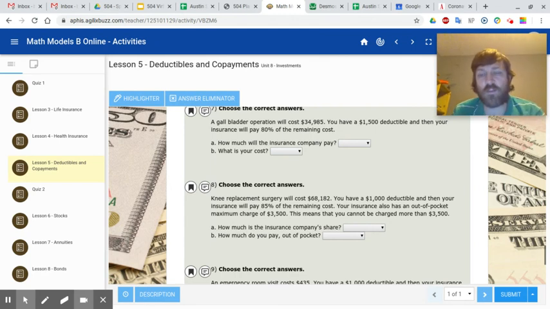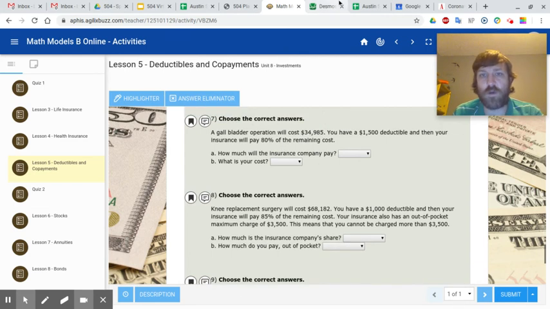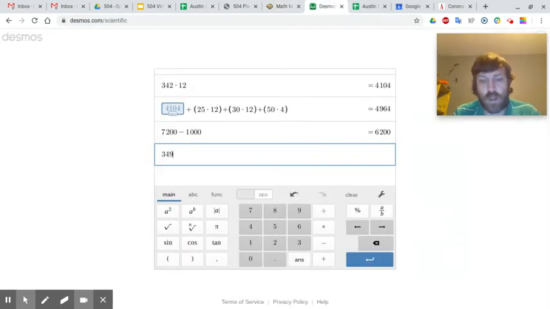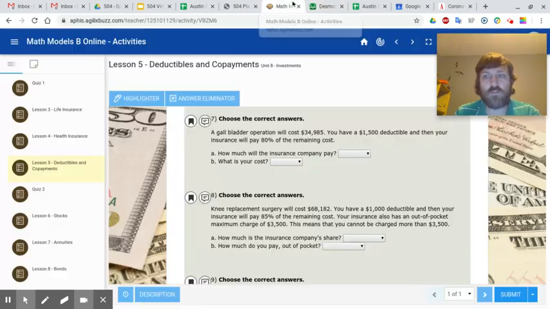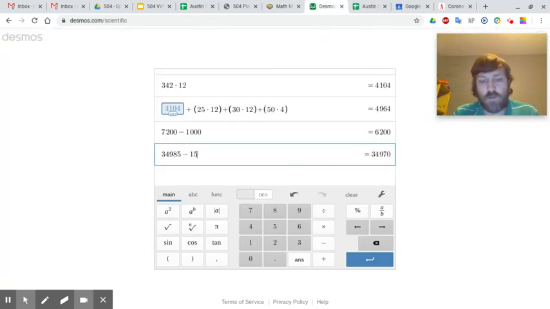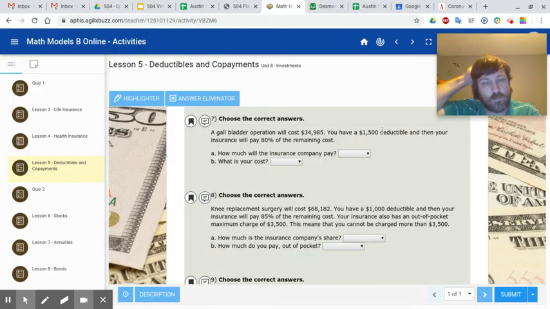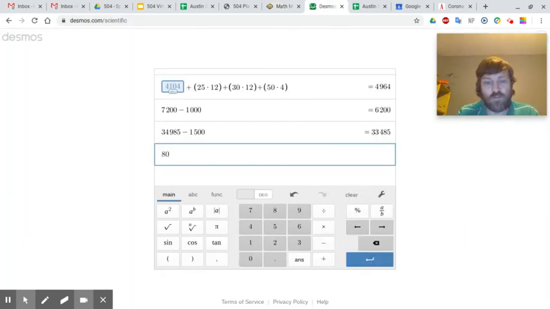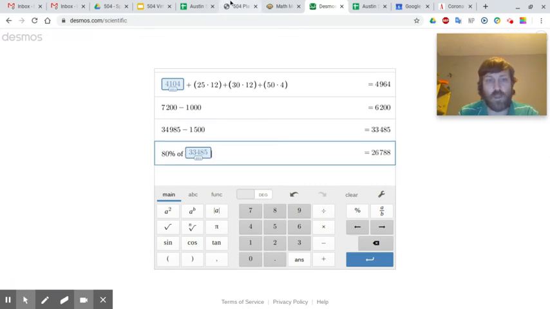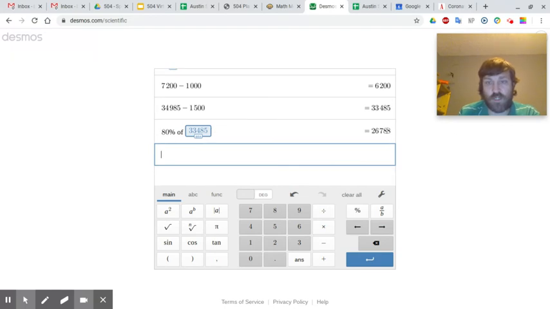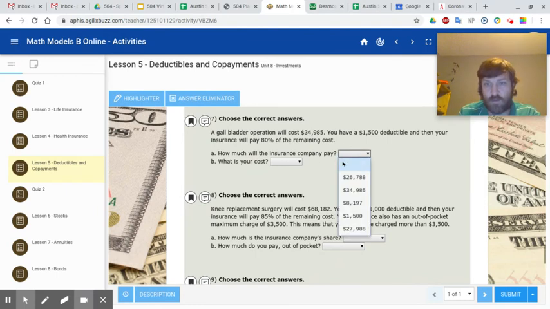We did one like this in the previous lesson, but we'll do this one. So we have $34,985. That's the total cost. And then we're going to take away $1,500 because that's how much we have to pay for our deductible. And then the insurance is going to pay 80% of what's left. So we'll do 80% of the answer. That's how much the insurance company is going to pay: $26,788. There it is right there.